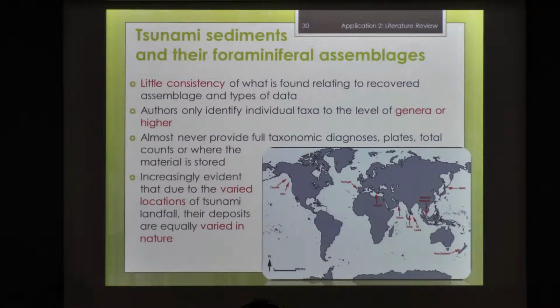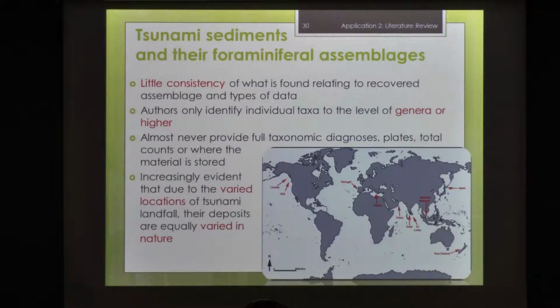So first off, I started off with a review. I looked at every single paper up to that point that had used forams in tsunami assemblages, and these are all the locations up to about 2008 that people had bothered with forams in tsunami deposits. There was very little consistency in what was found relating to those recovered assemblages and the types of data.